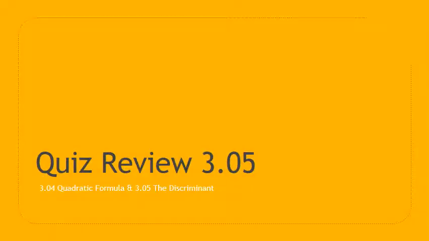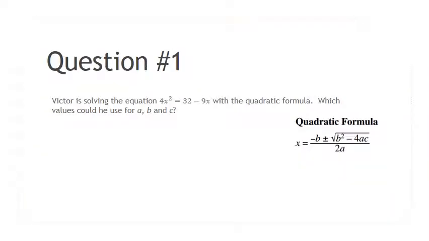Hello, welcome to the quiz review for 3.05. This is actually a quiz that is over 3.04 on the quadratic formula and 3.05 on the discriminant. It's just labeled 3.05 in the OHS. All right, we're going to go ahead and get started with the first question.